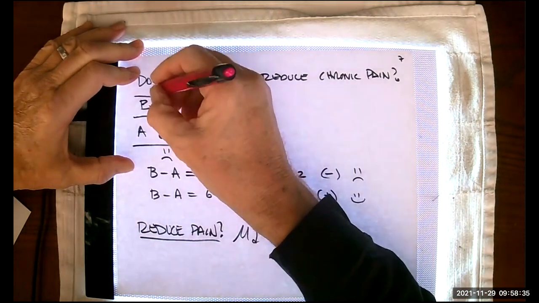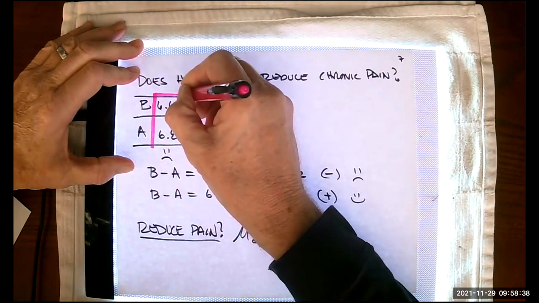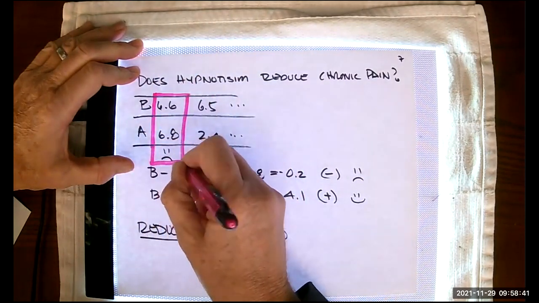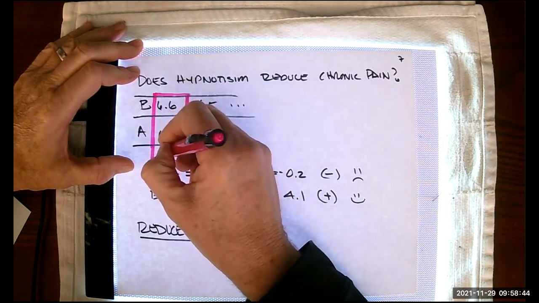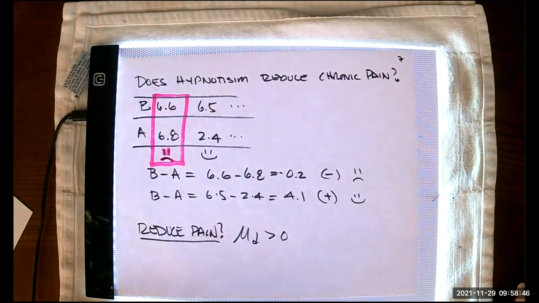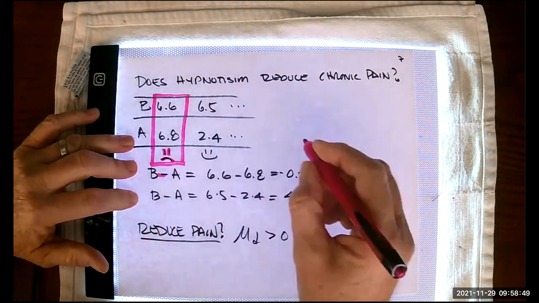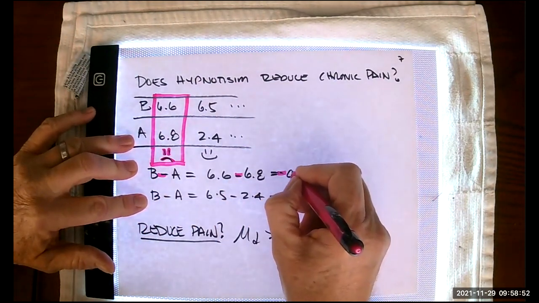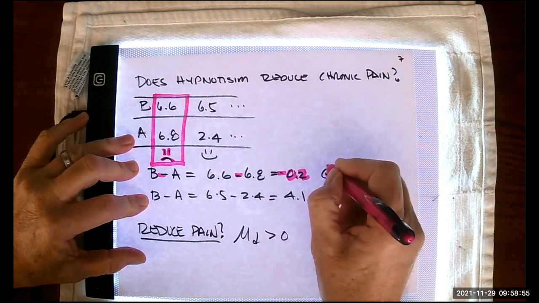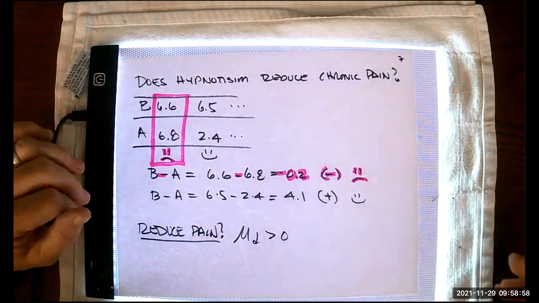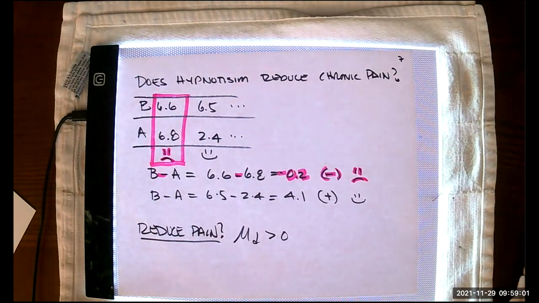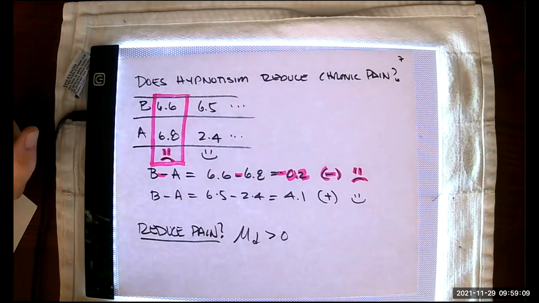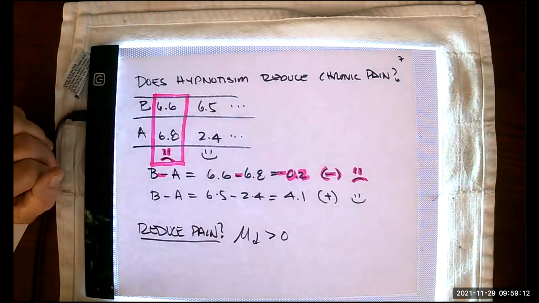My first person here, their pain level went up from a 6.6 to a 6.8. And I will notice that when I did my before minus my after, I ended up with a negative 0.2. That's a negative value. Now, in the grand scheme of things, this is not like an exam. This is pain. We want scores to go down in the after world. So, pain there went up. That's not what we want to see.